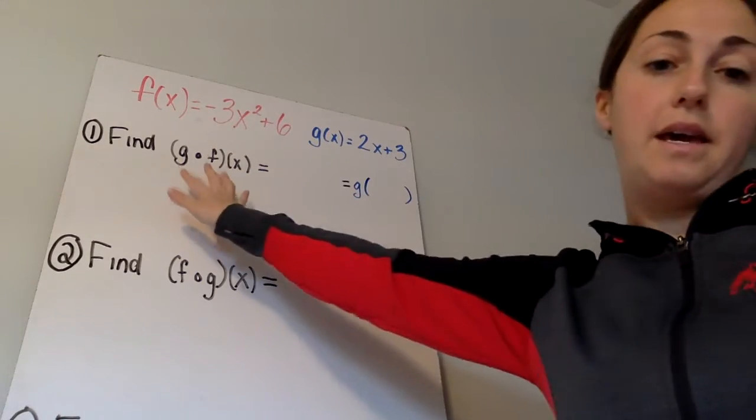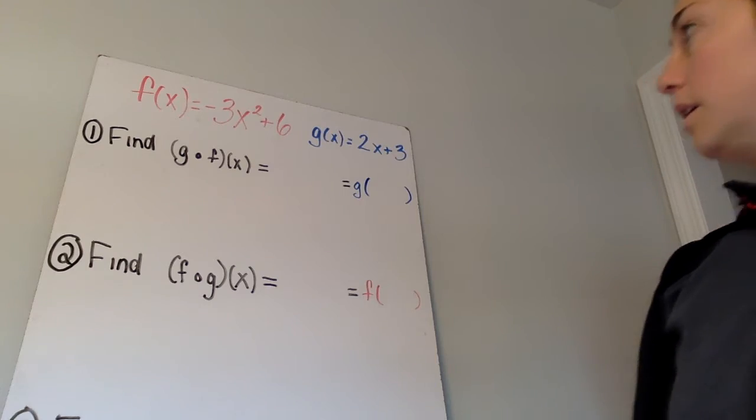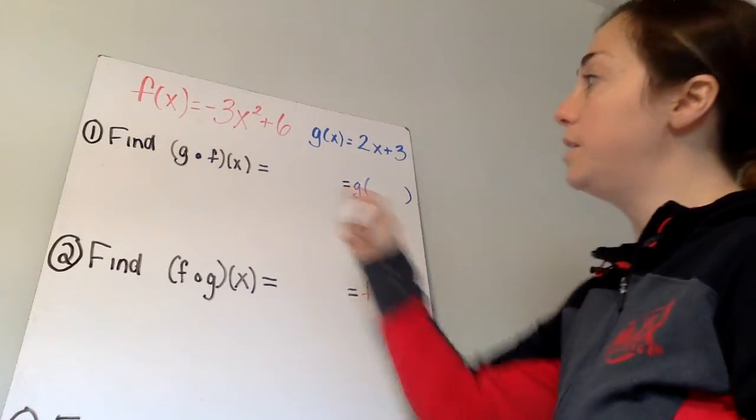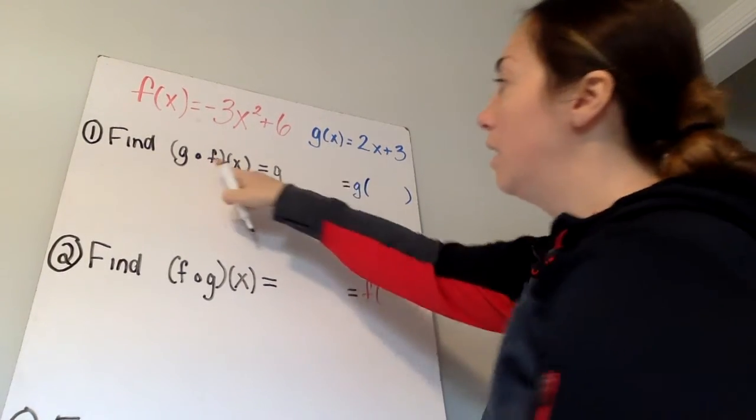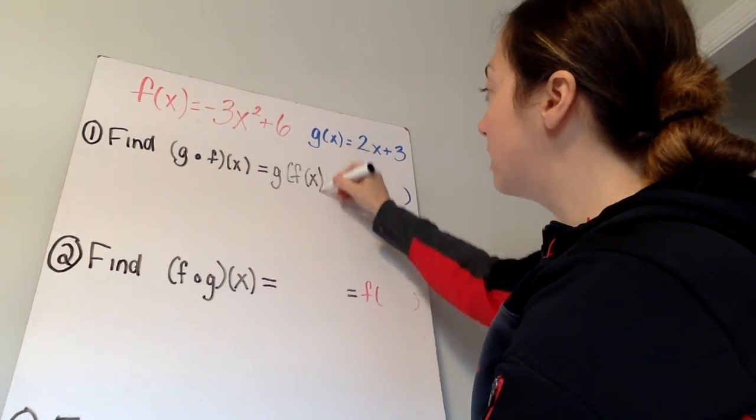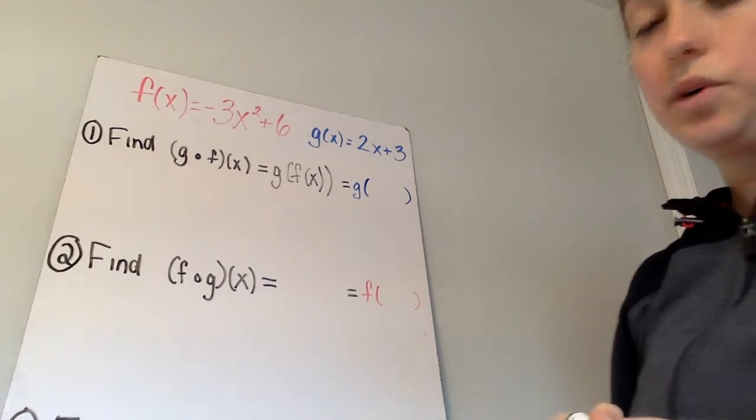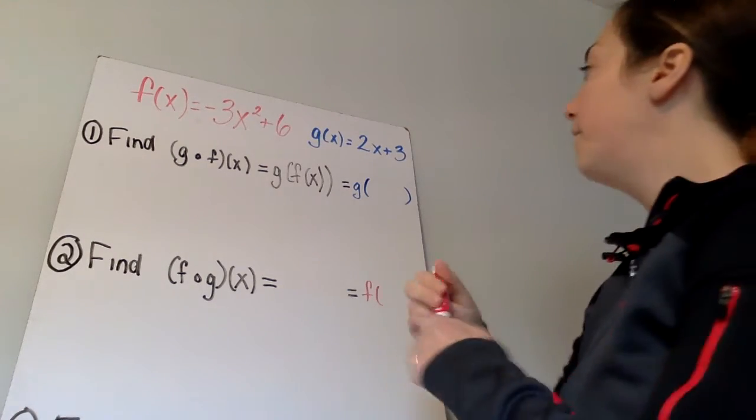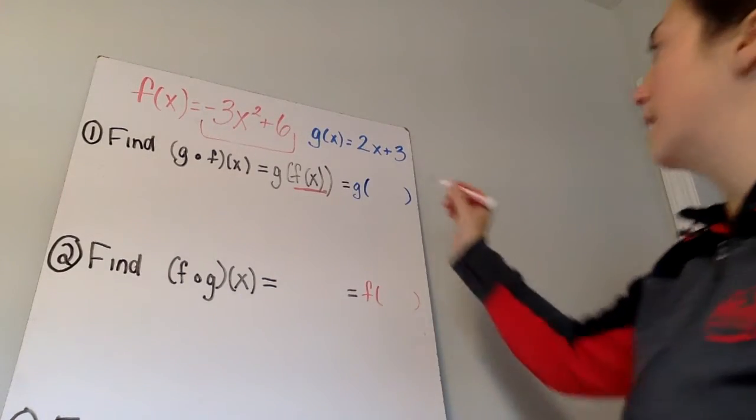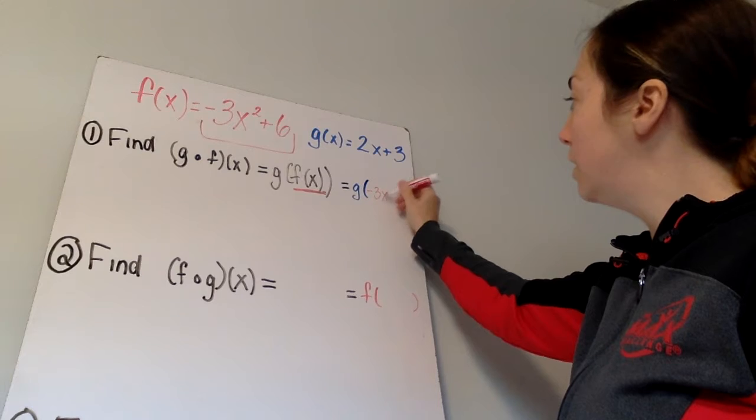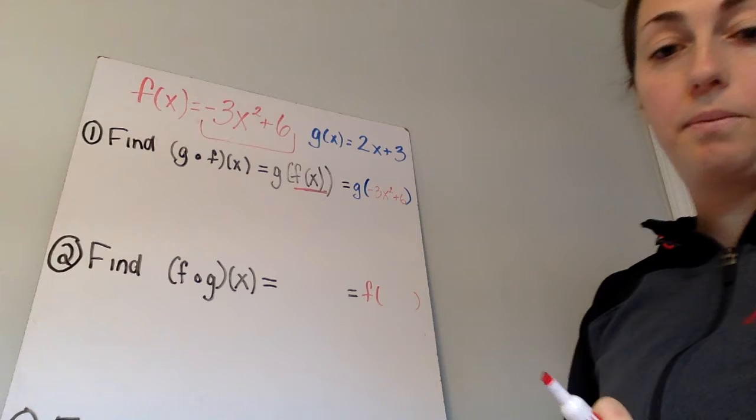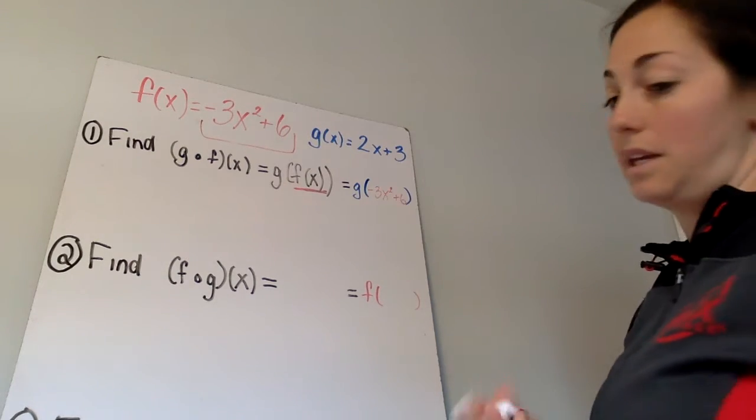Okay, so let's say we asked for g of f of x. So we have to remember what that means, that we're starting with g. So g of f of x, and it goes in that order. So notice g is outside and f of x is inside. So what f of x equals, negative 3x squared plus 6, goes into the g function. So this negative 3x squared plus 6 replaces the x in the g function.